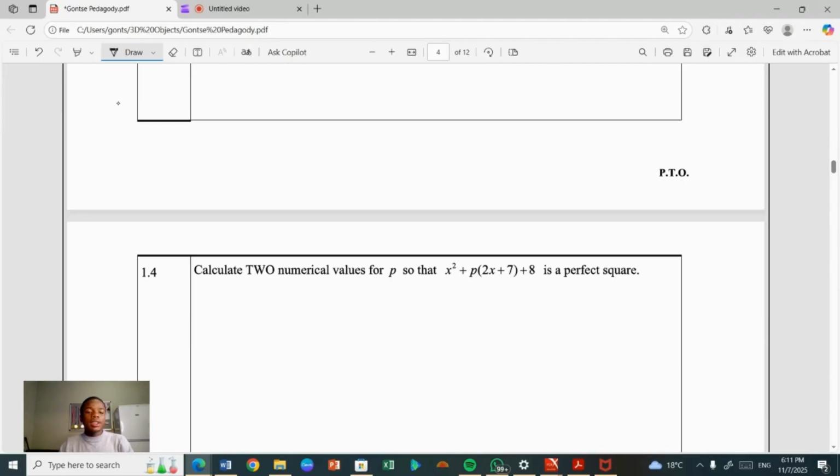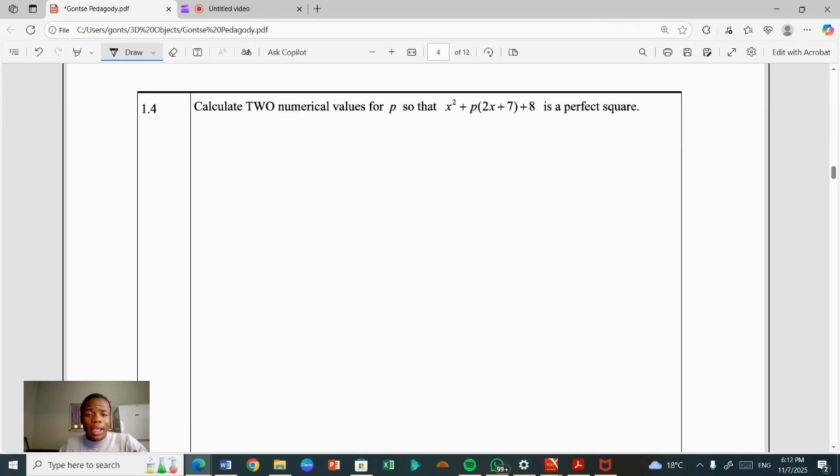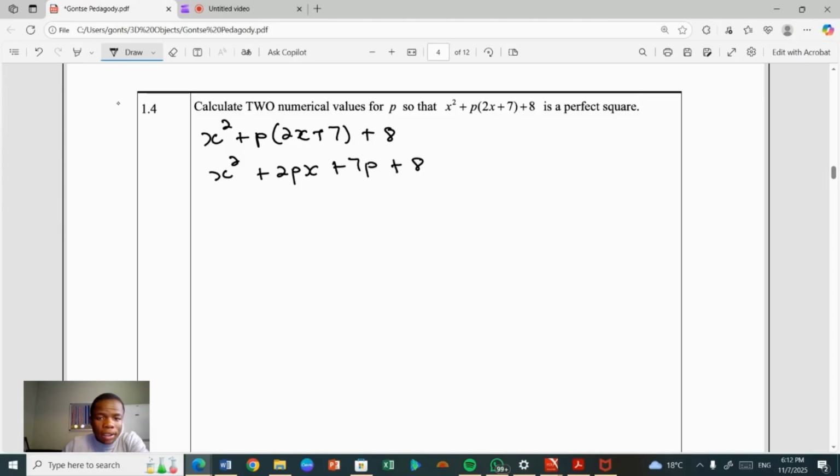Then the next question says calculate two numerical values for p so that x squared plus p times (2x plus 7) plus 8 is a perfect square, right? Then you just have to give two numerical values. We solve it like this. It's x squared plus 2px plus 7p plus 8, right?